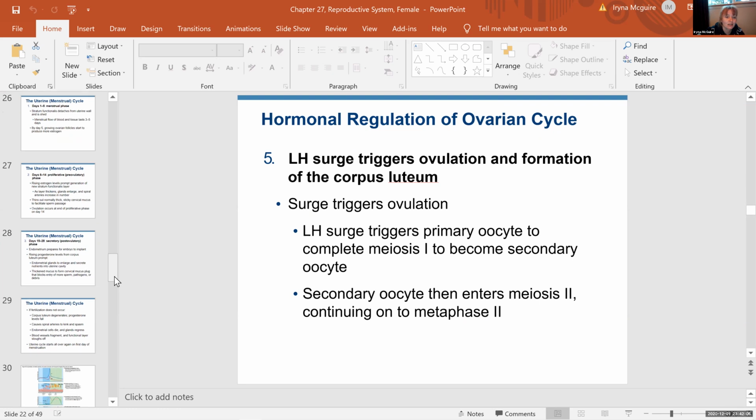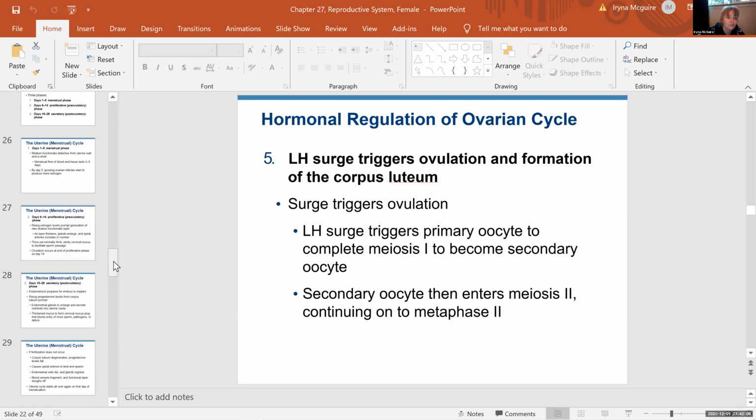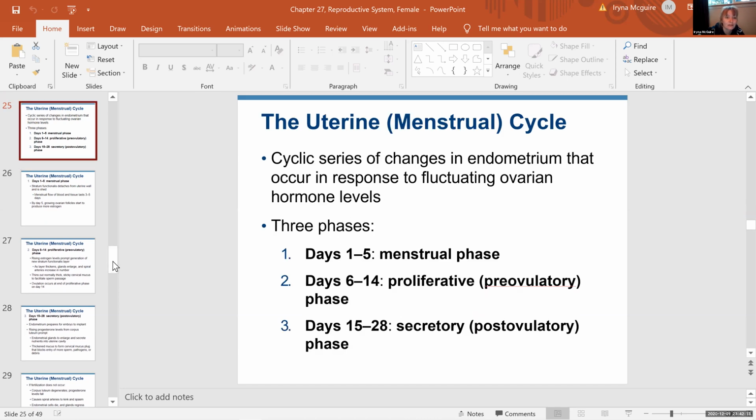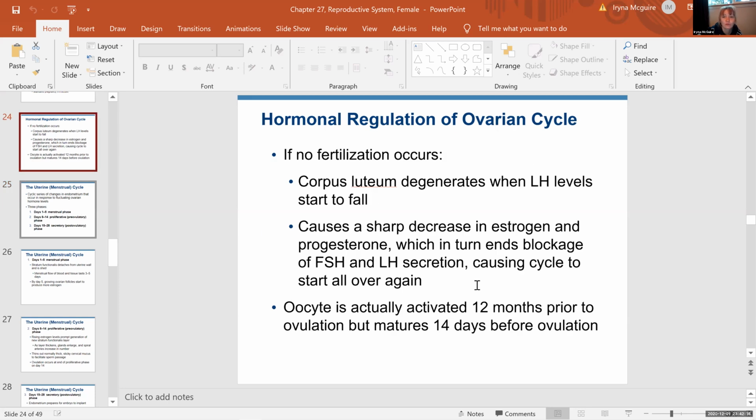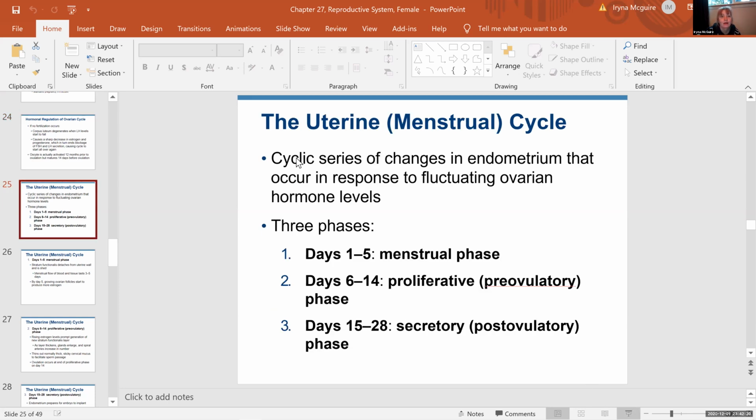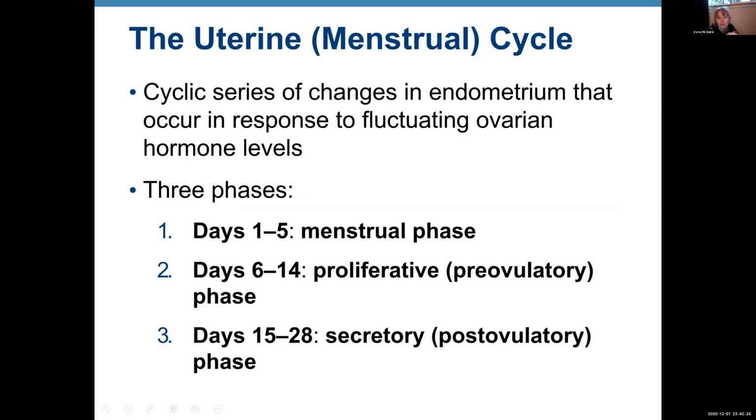Okay, so that was the ovarian cycle. So what happened within the ovaries? At the same time, we have the second cycle over here, called the uterine cycle or menstrual cycle. So these changes happen within the uterus. A cyclic series of changes in the endometrium occurs in response to fluctuating ovarian hormone levels. Three phases: menstrual phase, proliferative or pre-ovulatory phase, and secretory or post-ovulatory phase. So menstrual, proliferative, secretory, and another name for proliferative is pre-ovulatory, and for secretory, post-ovulatory.